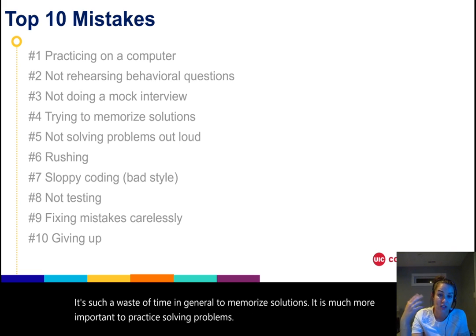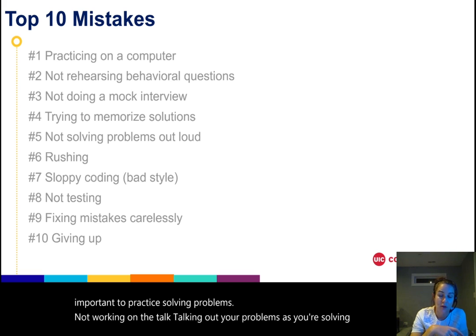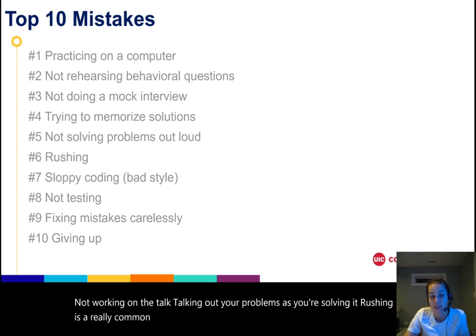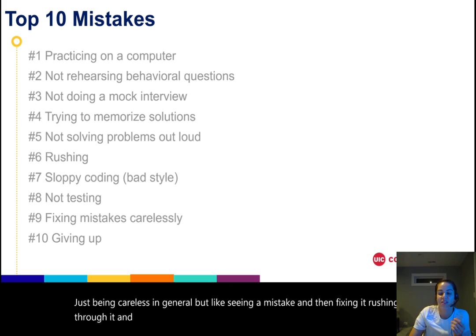Not working on talking out your problems as you're solving them. Rushing is a really common problem. Bad style, not testing, just being careless in general, like seeing a mistake and then rushing through fixing it carelessly, and then ultimately giving up.